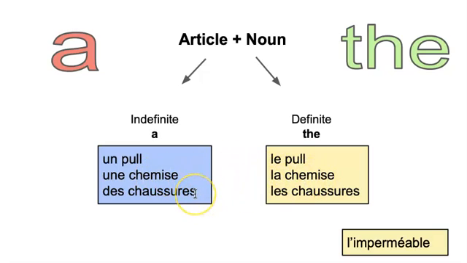And then here you have the plural, chaussures, which is shoes, and that's plural, or les chaussures, plural. And if you have, for example, the definite article L apostrophe, if you have a noun with a vowel sound, you use L apostrophe.